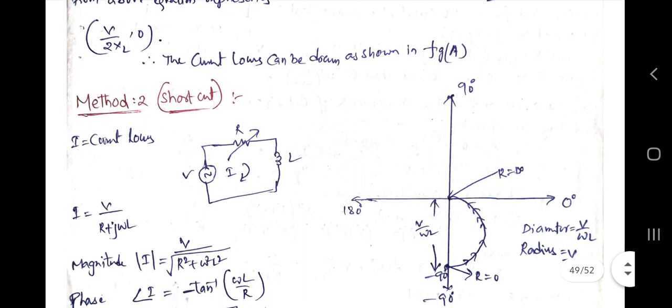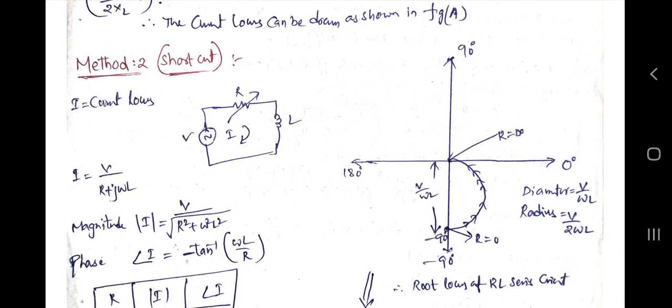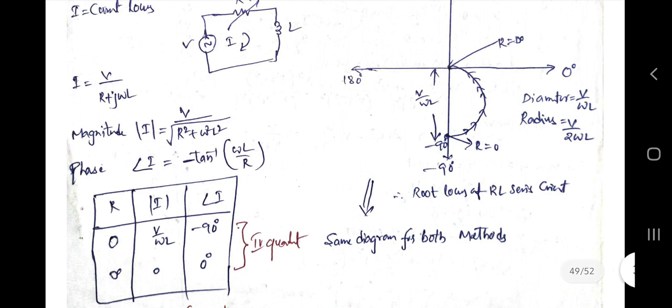So this is another shortcut method that we have here. Just observe the locus of the RL series circuit: this is the minus 90 degrees, and this is R equal to infinity and R equal to 0. Now here it is the RL circuit's current locus, where I is equal to V by R plus j omega L, and the same method is applied here. If the resistance is 0, then the current passing through the circuit is through the inductor only, V by omega L, and the phase angle is minus 90 degrees.